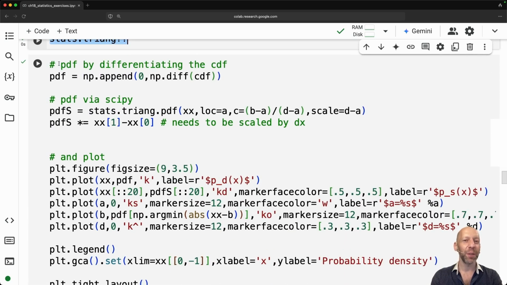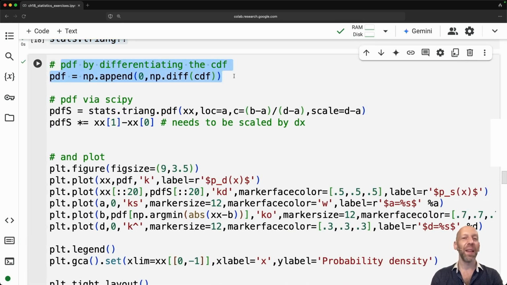Okay, so here is the first method of creating the PDF. That is simply the empirical derivative of the CDF. Okay, very straightforward. As you know from earlier in the book, the output of numpy.diff will have one element less than its input vector. So that's why I am prepending a 0, just to make the length of the PDF be the same as the length of the CDF, which is the same as the length of XX. So this is just for convenience in visualizing and plotting.